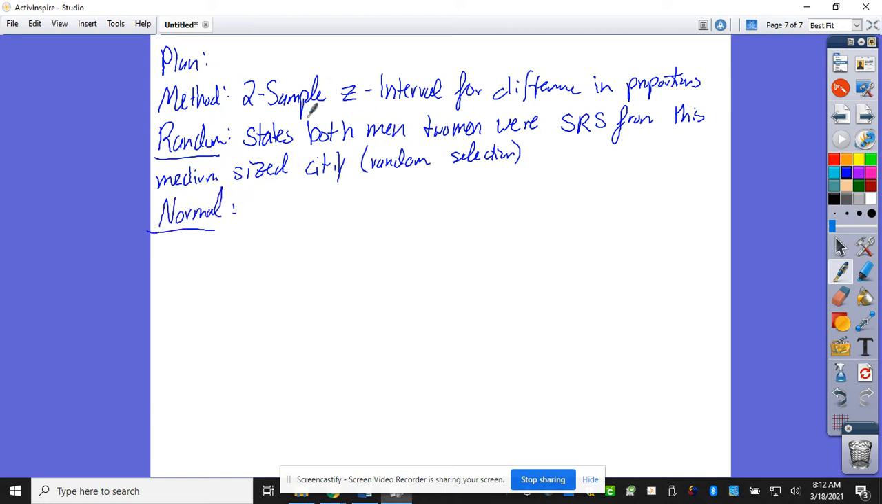So here I have to check it for both. I'm going to do it for men first because I started out with men first. Now I do P hat men, remember, because I don't have PM. Then I'm doing NM times 1 minus P hat M. And for women, P hat W, and NW times 1 minus P hat W.